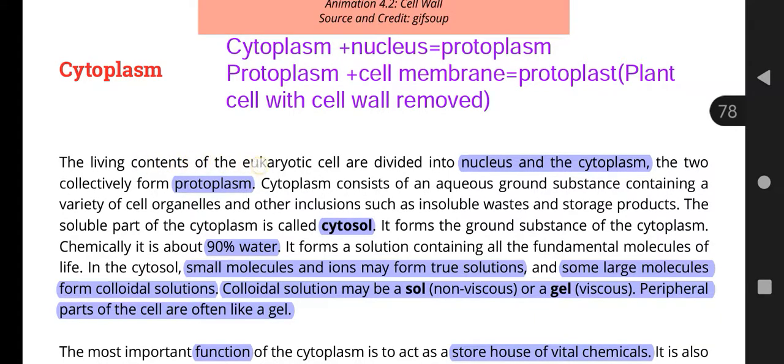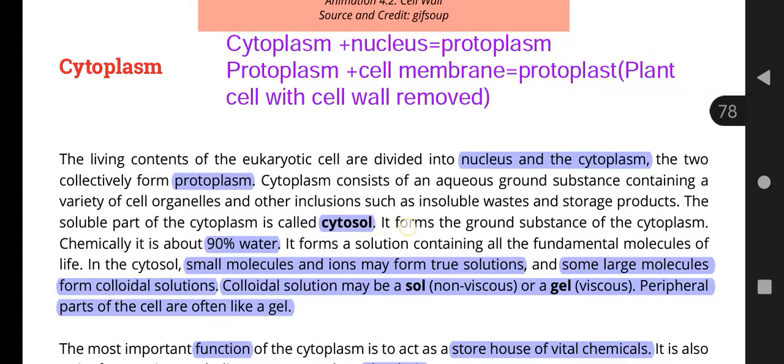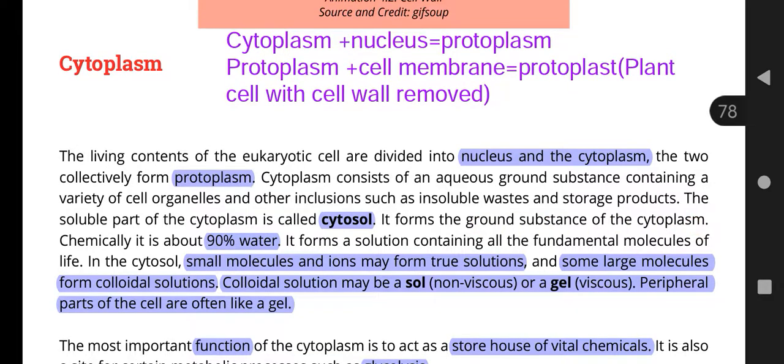The living content of a eukaryotic cell is divided into nucleus and cytoplasm. The two collectively form protoplasm. Cytoplasm consists of an aqueous ground substance containing a variety of cell organelles and other inclusions such as the insoluble waste and storage products. The soluble part of the cytoplasm is called cytosol. It forms the ground substance of the cytoplasm.